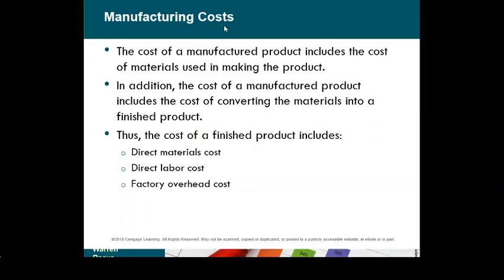Okay, and then the second type of cost is manufacturing costs. Manufacturing costs are the costs to produce a product. It consists of direct material costs, direct labor costs, and factory overhead costs.